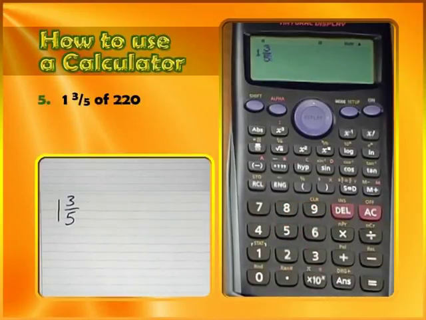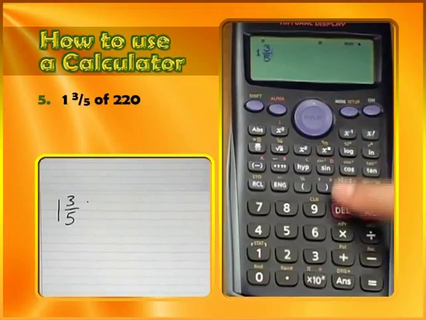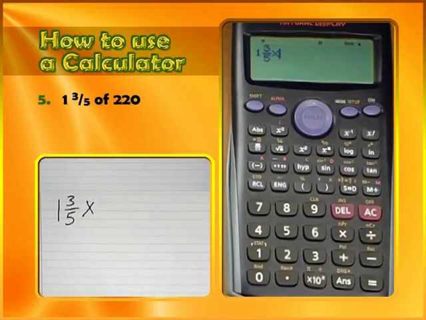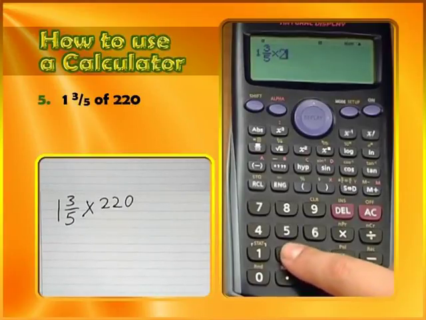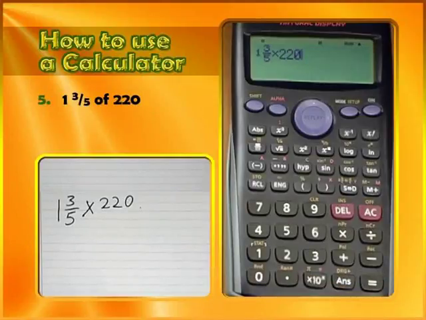And we press the times. In order to do that, we have to press the arrow to the next stage, and we press times. And we times 220. So we key in 220. And what do we get? 352.